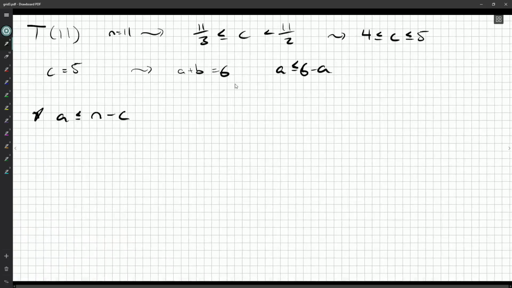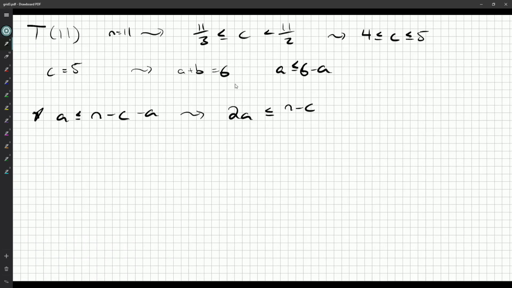Oh, sorry, 2A. So this minus A. So 2A is always less than or equal to N minus C. So I think that's a useful observation, no matter what our choice of C is. And I might be able to get a better expression for that later as well. But it's good to know.